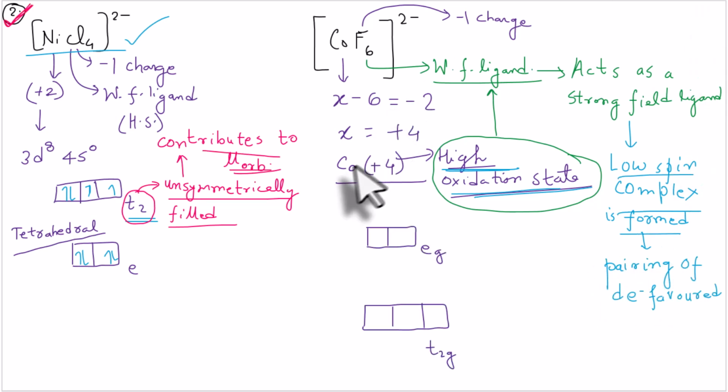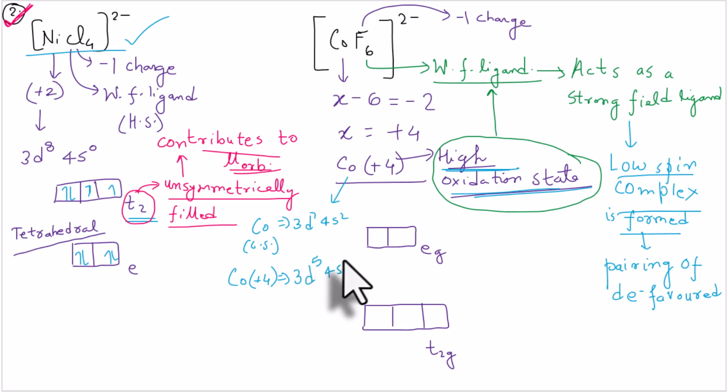Okay, so now cobalt in the plus 4 oxidation state. In the ground state, cobalt has a valence electronic configuration of 3d7 4s2. So in the plus 4 oxidation state, the valence electronic configuration becomes 3d5 4s0. So 2 electrons from s and 2 electrons from d are gone to give a d5 configuration, 3d5. Now since we know that this complex is a low spin complex, pairing will be favored.